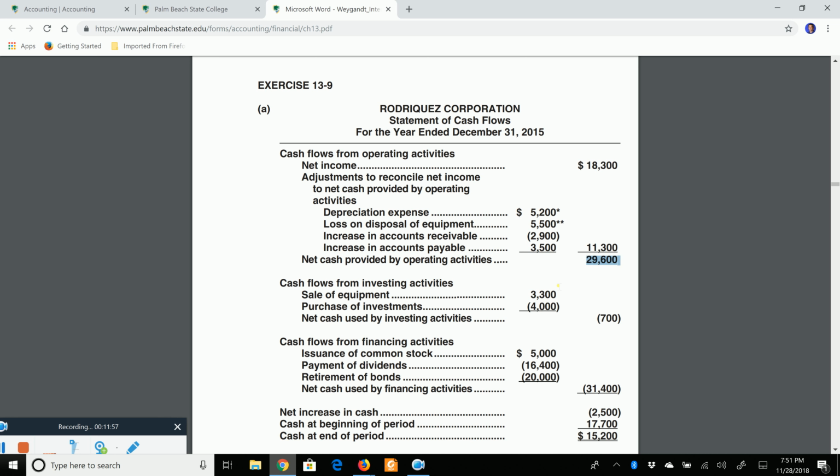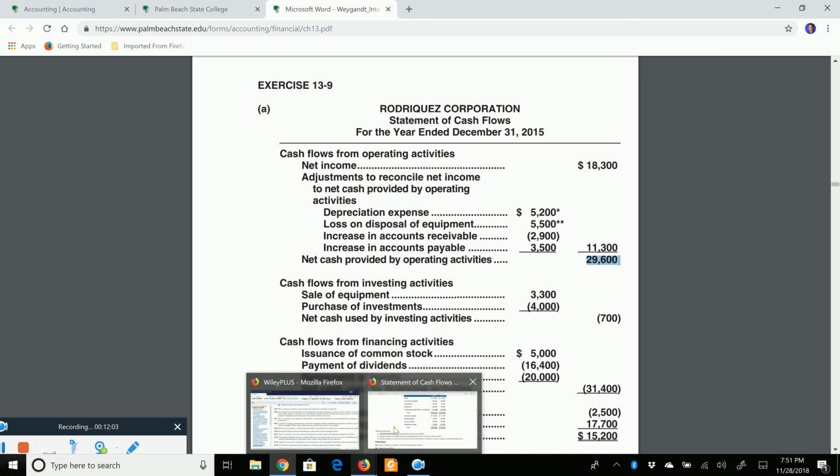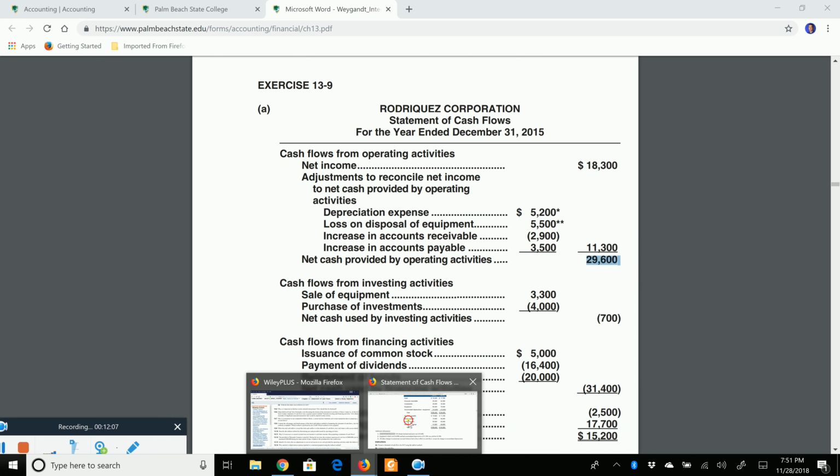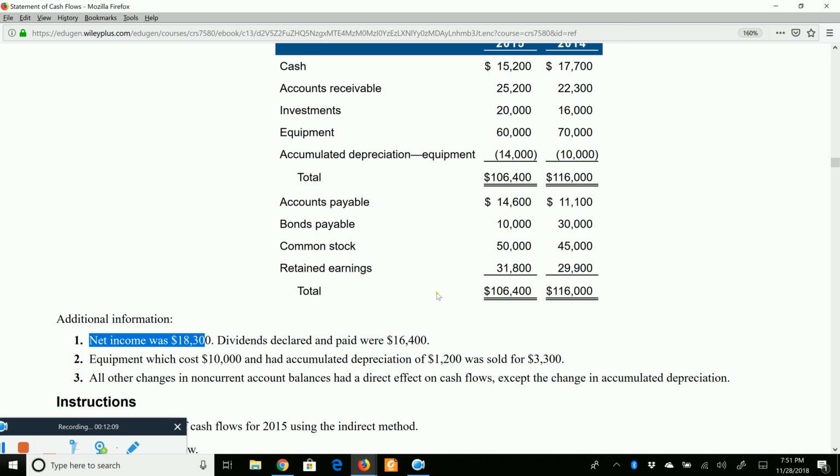So the first thing we're going to do is take a look at the income statement, and figure out what are all of the non-cash expenses that we reported. All right. Well, what do we see? We see accumulated depreciation. Y'all see that? The accumulated depreciation. What happened?